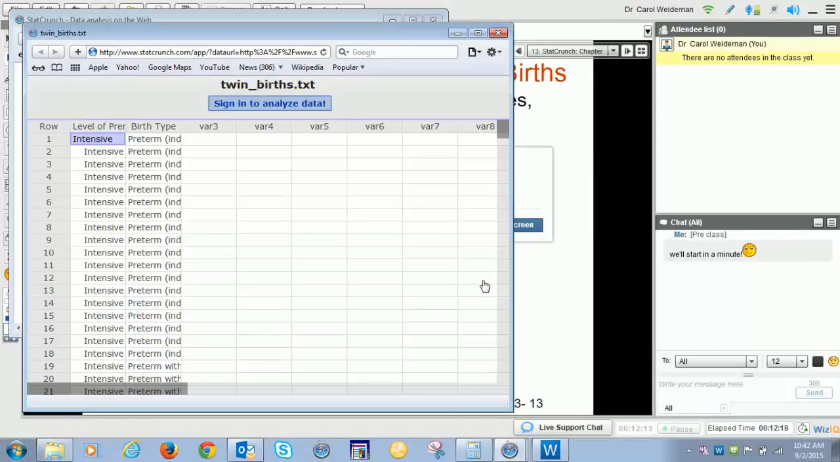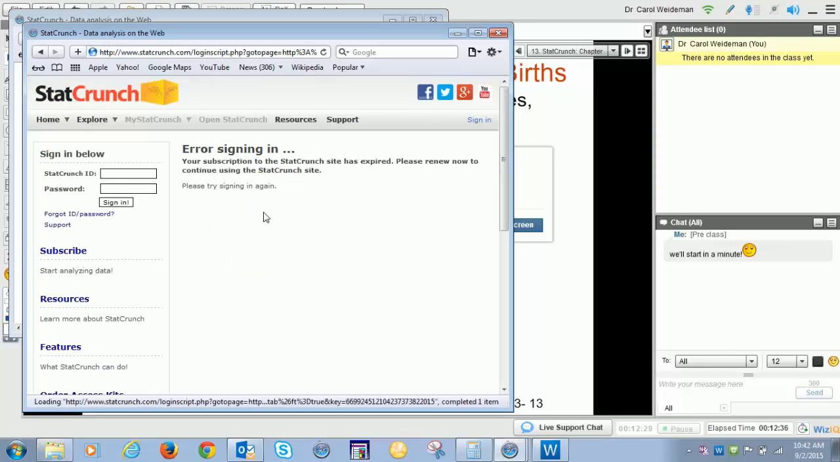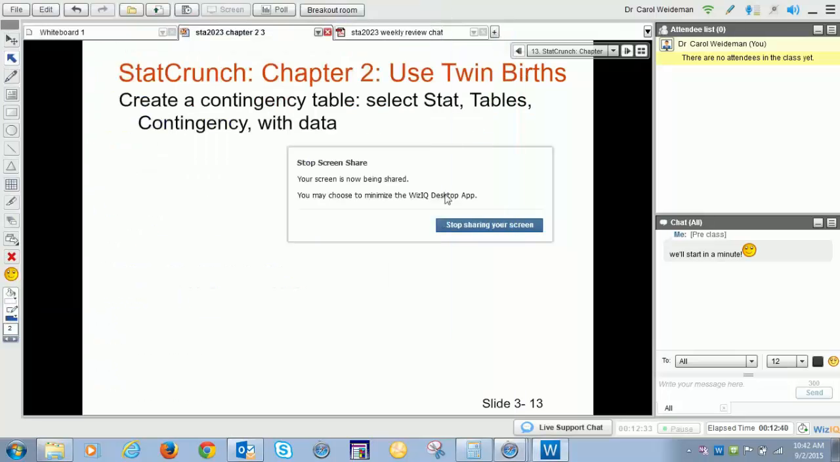I want to create a contingency table with this data. So I'm going to click on Stat. Oh, I'm not signed in. Okay. All right, well, we're not going to do this today, so I'm going to come back over.